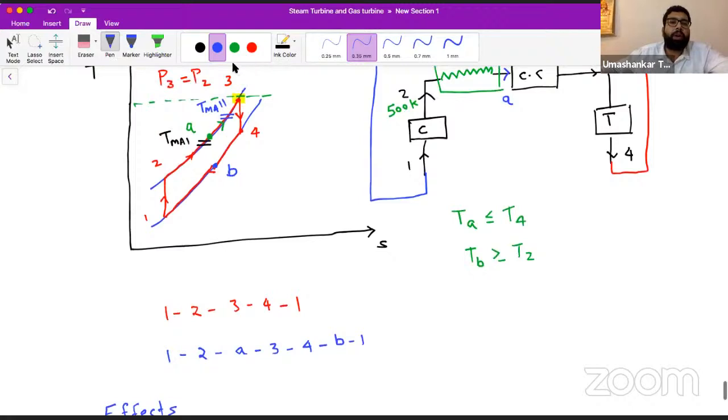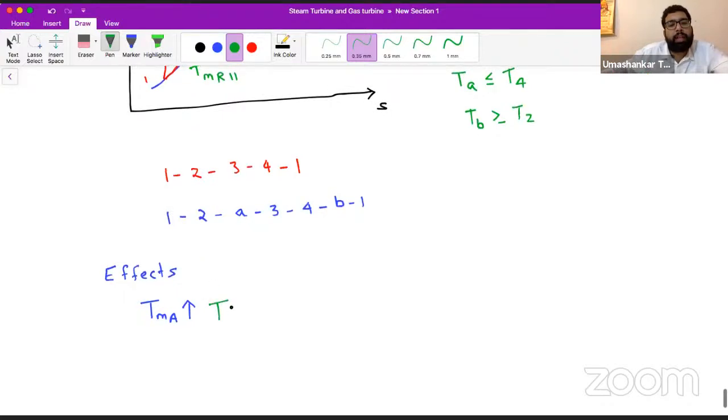And with regeneration, if we talk about the mean temperature of heat rejection, you can see from 4 to 1, this is TMR1. As we have established, the mean temperature will be somewhere in between 4 to 1. So let's say our TMR1 is this. And in the regeneration cycle, our heat rejection is taking place from B to 1, so our mean will come somewhere in between B and 1. So we can say our TMR2 is this. So can we say that our TMR, mean temperature of heat rejection, is decreasing?